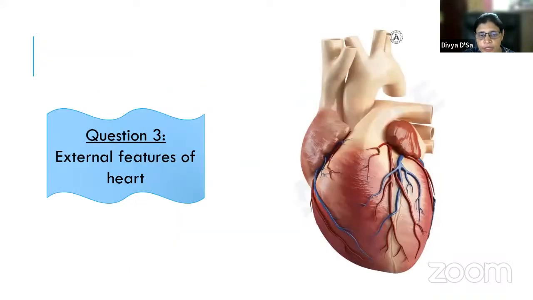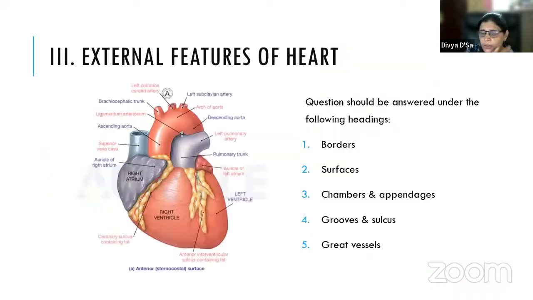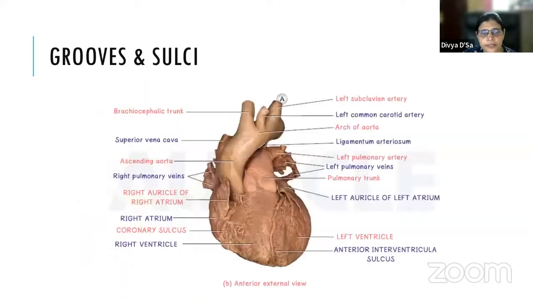The third question, coming to external features of the heart. Okay, so external features of the heart, we talk about the borders, surfaces, chambers, any appendages, grooves and sulcus, and any vessels on the outside which are related to it. So here the heart has got grooves and sulcus. When we say grooves, they are present between the atrial and the ventricular chambers, or between 2 atrial chambers, or between 2 ventricular chambers.